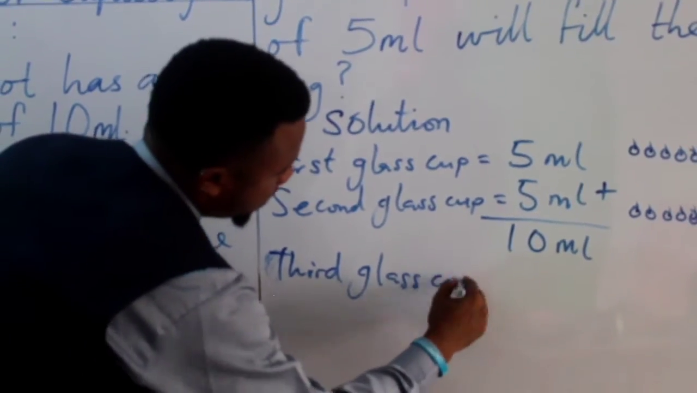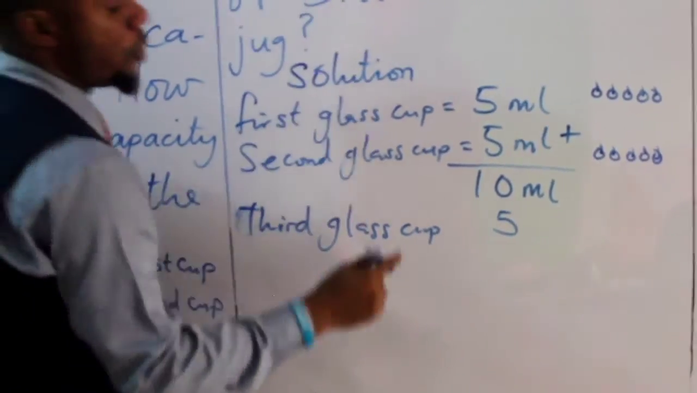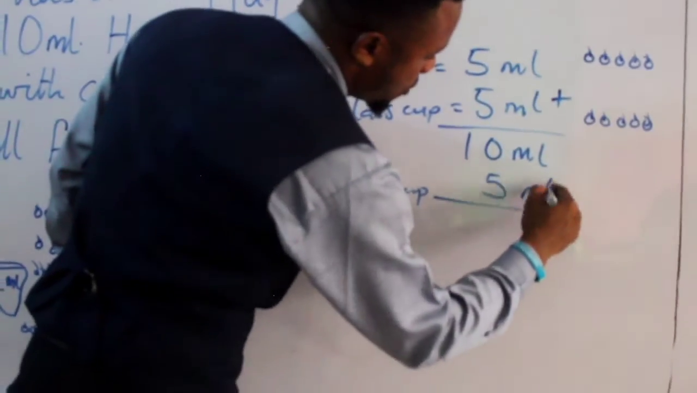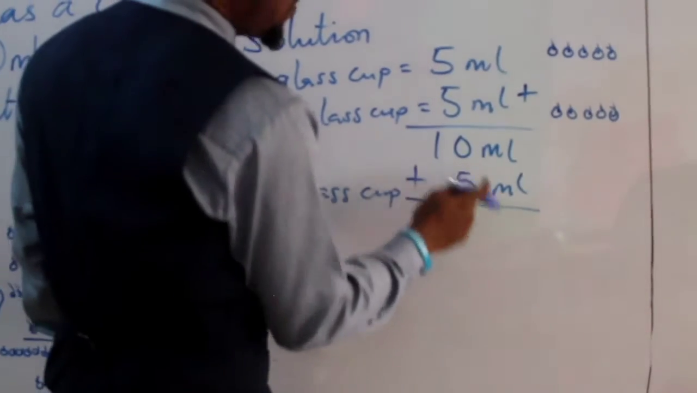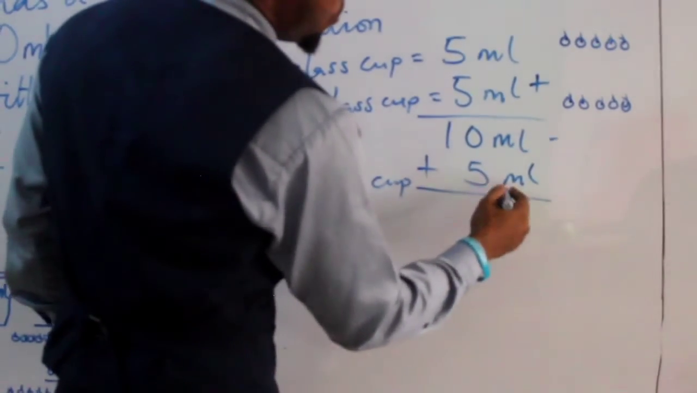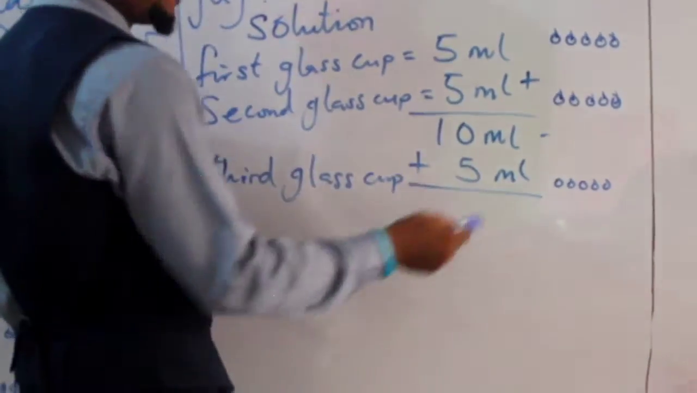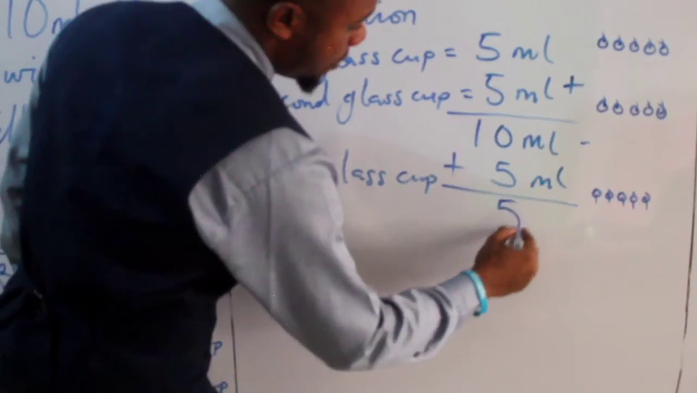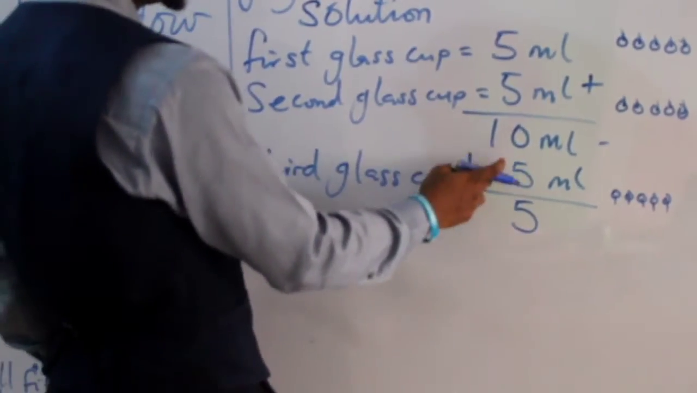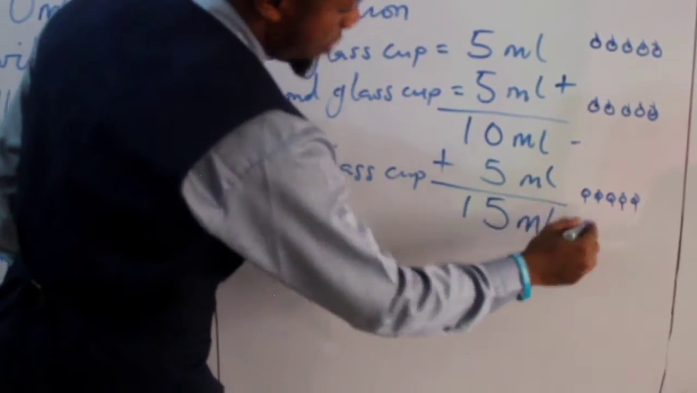So we add another third glass cup, which is 5. Remember we said 5. So we keep adding 5 until we get to 15. So 0 plus 5, you have nothing here. You have 5, 1, 2, 3, 4, 5. So nothing plus 5, 1, 2, 3, 4, 5. You have 5 here. Remember we have nothing here, so 1 comes down to give us.